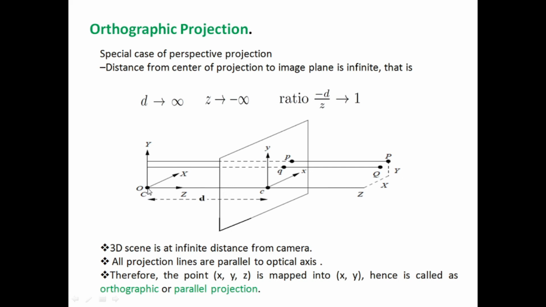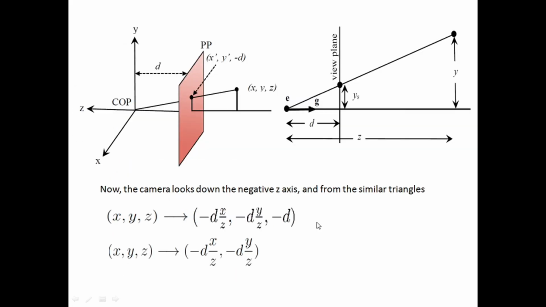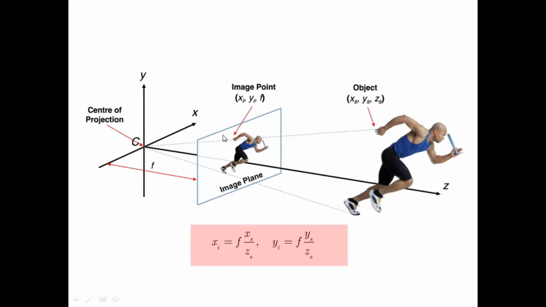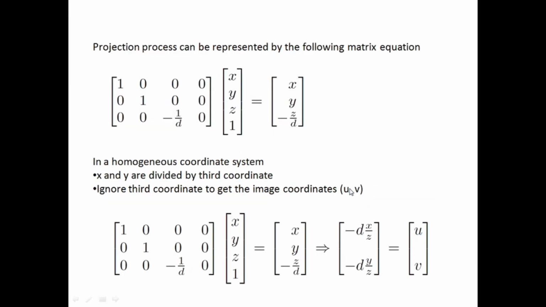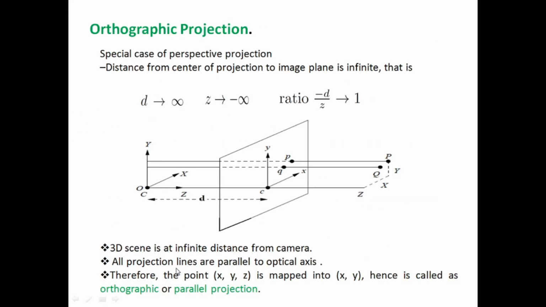So if this is the center of the lens, then through the center of the lens I will of course have my optical axis. So what is happening in the earlier cases of perspective projection, the rays are not parallel, because this object is appearing in the image plane as a scaled down object. But coming to the orthographic or parallel projection, the 3D scene is at infinite distance from the camera and all the projection lines are now parallel to the optical axis.